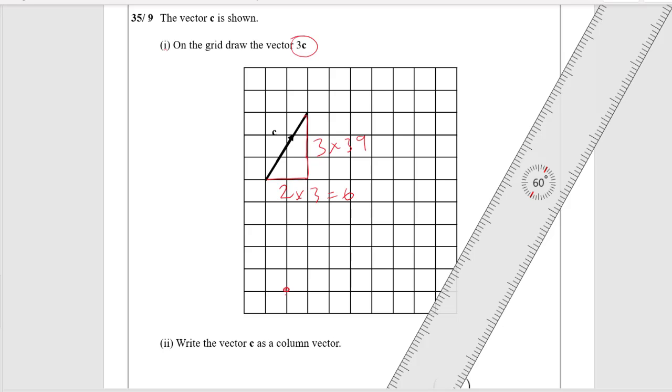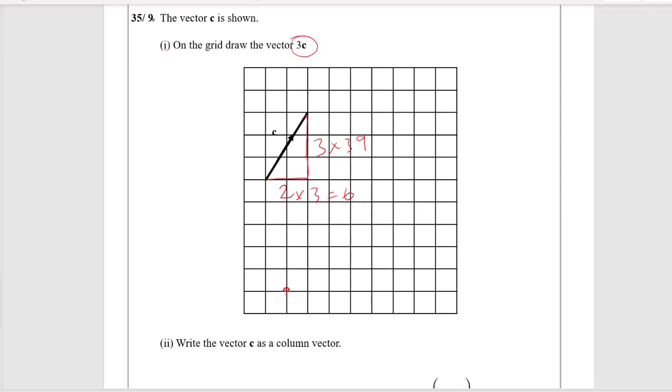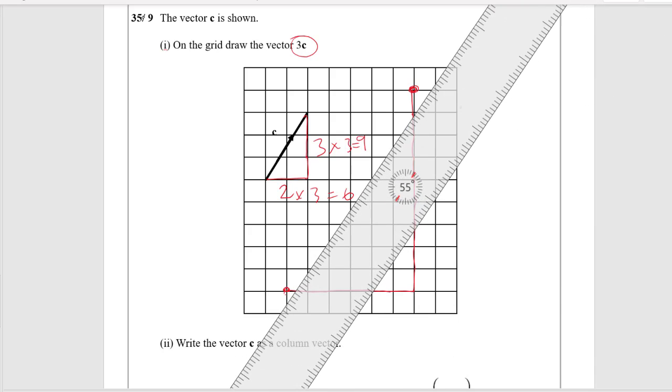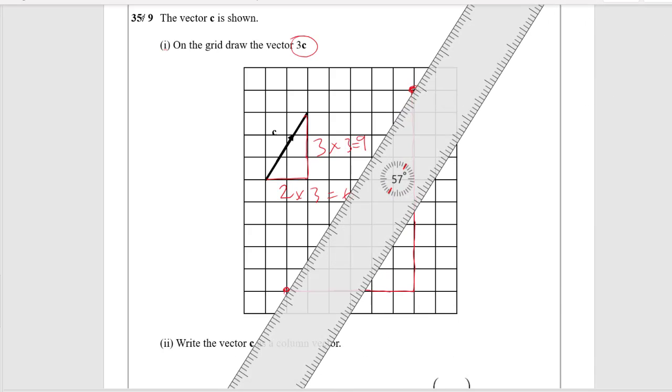So let's start from this point. It's on the grid, so it can be anywhere on the grid. So let's get rid of the ruler. So we're going 6 across, so 1, 2, 3, 4, 5, 6. Okay, and then we're going to go 9 up. So 1, 2, 3, 4, 5, 6, 7, 8, 9. So this is your end point, and this is your starting point. Let's see if the ruler works now. So I'm going to join these 2 points up. Yeah, it does. That was much easier.